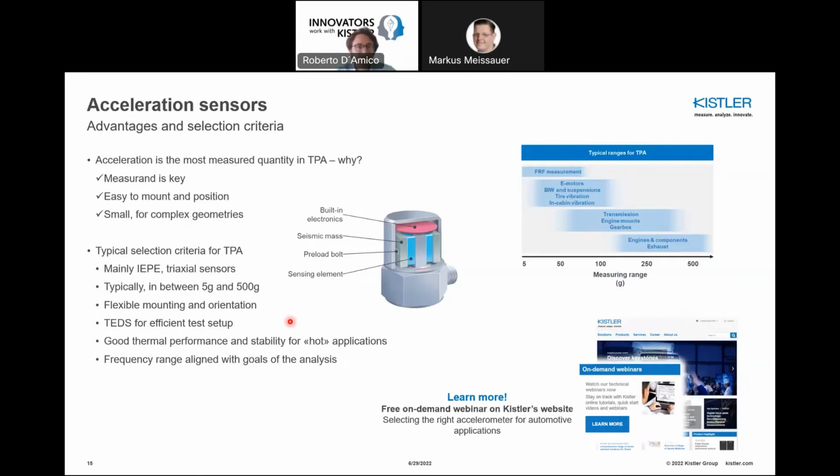This is clear. What is important for TPA might be the mounting possibilities. So the mounting must be easy in general, and you want to have flexibility in orienting the sensor. This is because, as I told you before, the way you position the sensor might impact your analysis as well. So keep that in mind. You might want to have TEDS. Generally, in TPA, you don't do that with 2 sensors, you do that with more sensors.